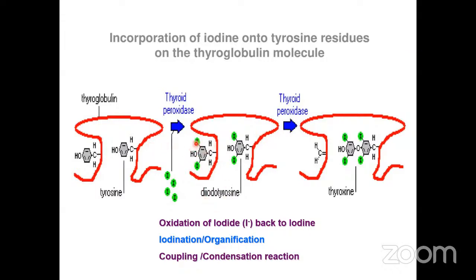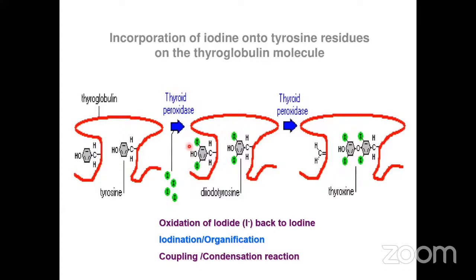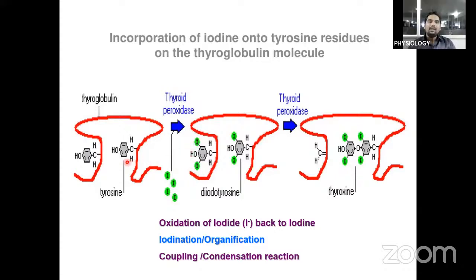Once an iodine is attached to the third position, it is called monoiodotyrosine. Suppose two iodines are attached to your tyrosine molecule, then it forms diiodotyrosine. It is not compulsory that all the tyrosines in the thyroglobulin will be iodinated. Am I clear? Not all tyrosines are iodinated. In some tyrosines one iodine will be attached, in other tyrosines two iodines will be attached, forming monoiodotyrosine and diiodotyrosine.